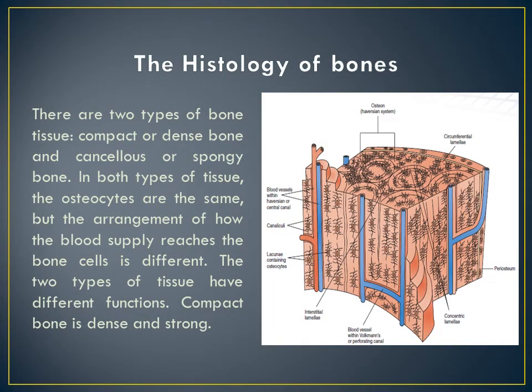There are 2 types of bone tissue: compact or dense bone and cancellous or spongy bone. In both types of tissue, the osteocytes are the same, but the arrangement of how the blood supply reaches the bone cells is different. The 2 types of tissue have different functions. Compact bone is dense and strong.